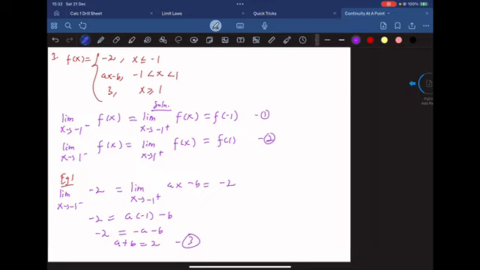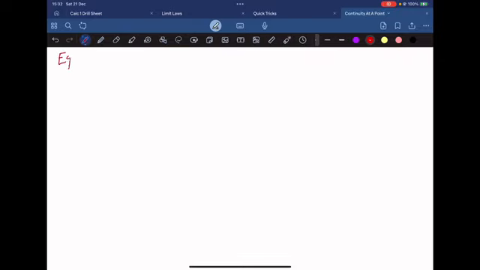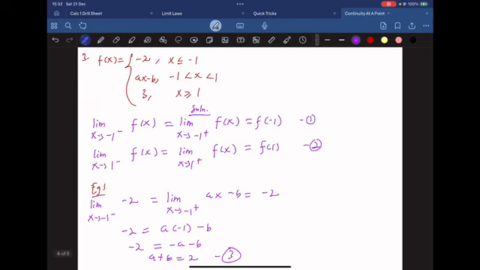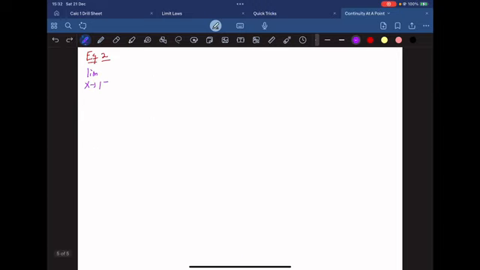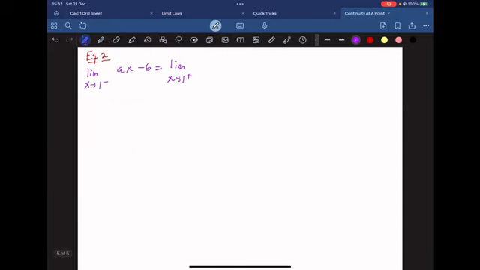Now let's move on to equation 2. For equation 2, we had limit as x approaches 1 from the left of f of x. Now, from the left means we want values that are lesser than 1. So meaning we have to come over here, right? Now the corresponding function is just ax minus b. This should be equal to limit as x approaches 1 from the right of f of x. Now when x is greater than 1, we just have 3.